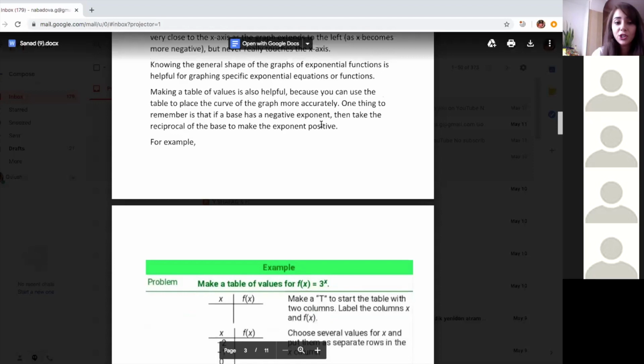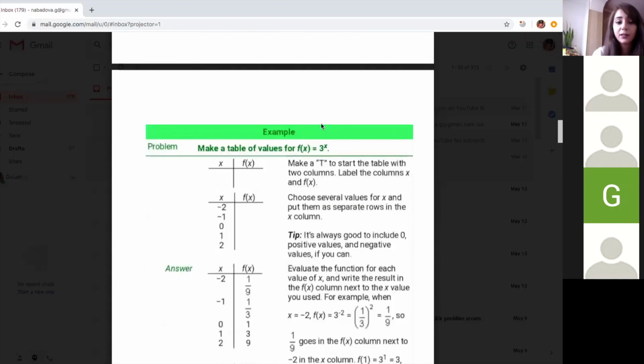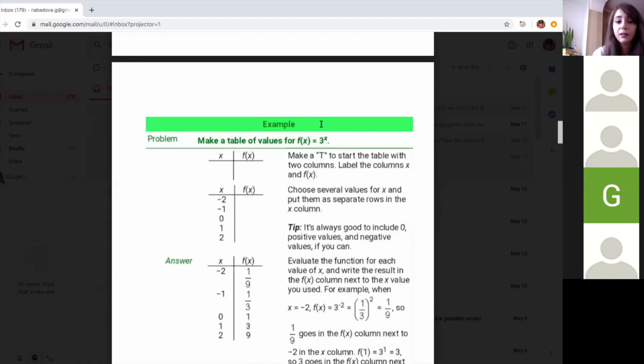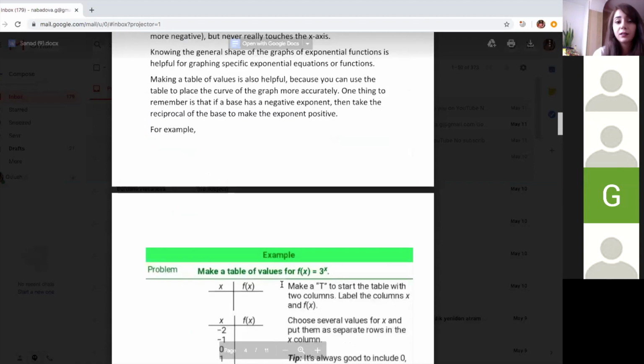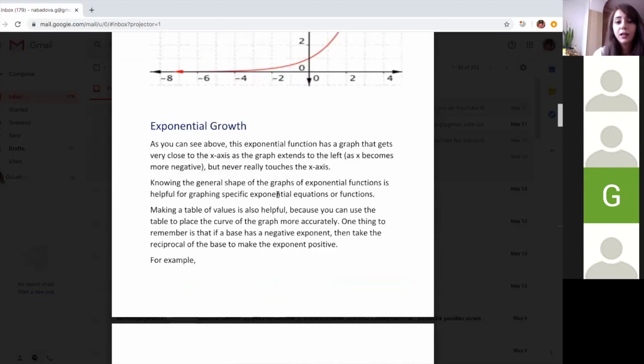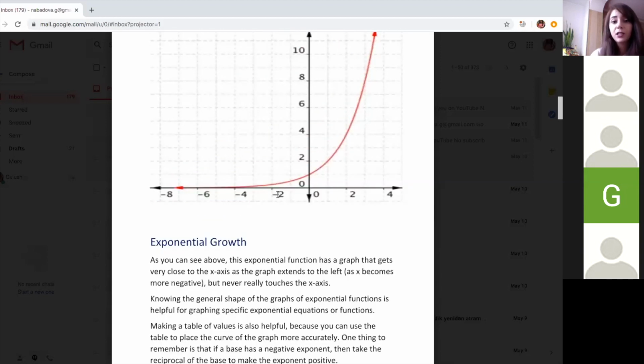Next page. The graph is increasing because b is greater than 1. b is the base, or 3 is the base. You explain the graph. Yes, the graph is increasing. What is the base? Base b, and x is the exponent.